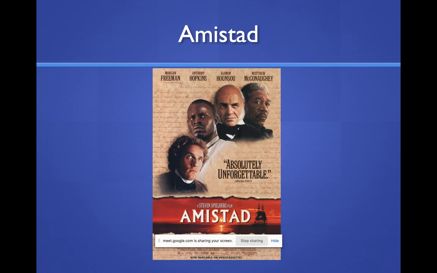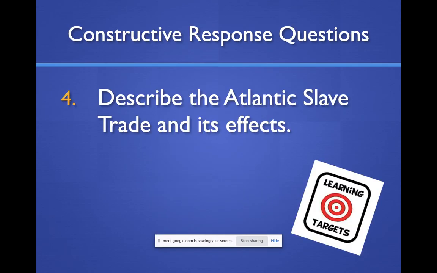This is a movie called Amistad that I highly recommend because it is incredibly accurate as far as they show you how the slaves were taken from Africa. They show you the Middle Passage journey on the water, all the way through arrival in the United States, and how this group of Africans will win their freedom in a court battle in the United States. It's an older movie from the 90s, but it's actually very, very accurate if you want to see a visual representation of what took place.